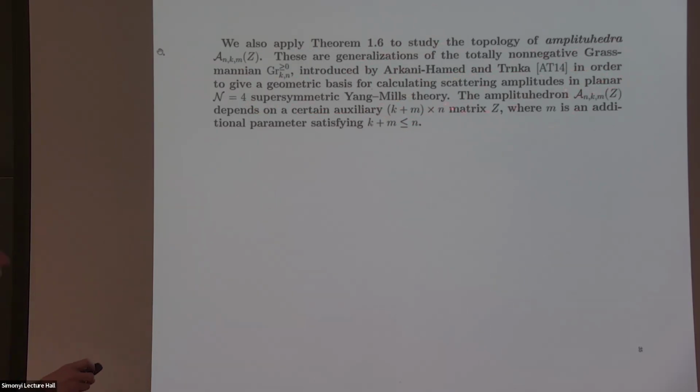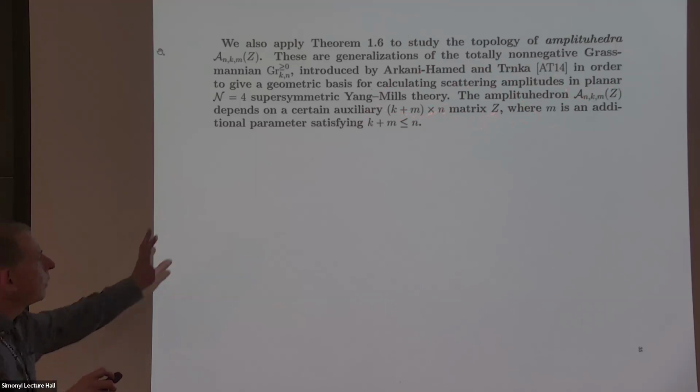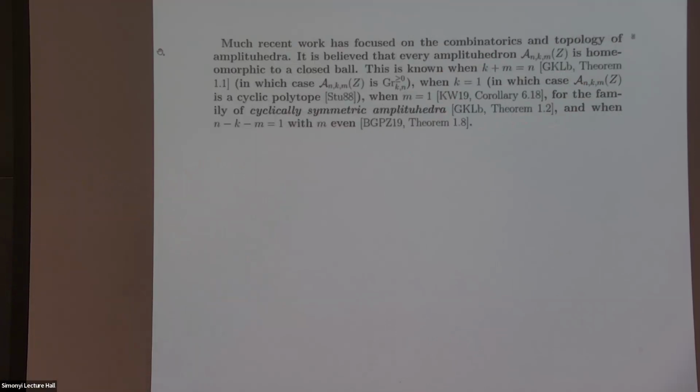So the idea is that it's basically the Grassmannian, but plus a certain auxiliary matrix, a (k+n) times n matrix called Z. And m here is an additional parameter satisfying these conditions. And as I said, people are really interested in this and the combinatorics and topology of amplituhedra. And there's this conjecture, which as far as I know is still open, that every amplituhedron is homeomorphic to a closed ball. And there are certain cases where this was known. So when k plus n is equal to n, you can show it's equal to a closed ball.